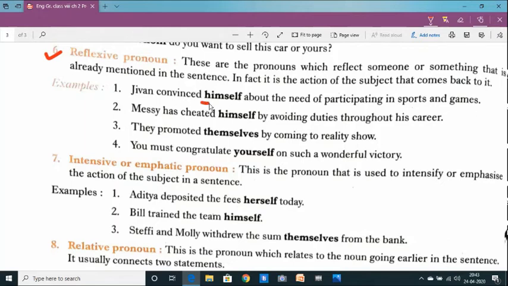Himself has come for Jivan. Messi has cheated himself by avoiding duties throughout his career. Himself has come just for Messi. They promoted themselves by coming to the reality show, and you must congratulate yourself on such a wonderful victory. Everywhere, themselves has come for they, and you must congratulate yourselves. Here the effect of the subject comes back to it.